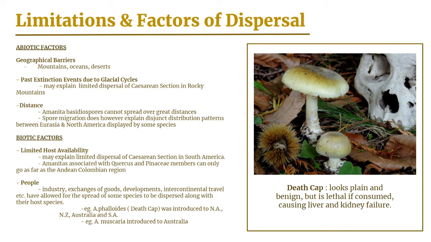People are also playing a role in this. With a lot of traveling today and industry and exchanges of goods, species have been dispersed along with their host species. An example is the death cap, which was introduced to North America, New Zealand, Australia, and South America, and Amanita muscaria, which was introduced to Australia. Here's a picture of the death cap. It looks pretty plain, but it can cause liver and kidney failure.